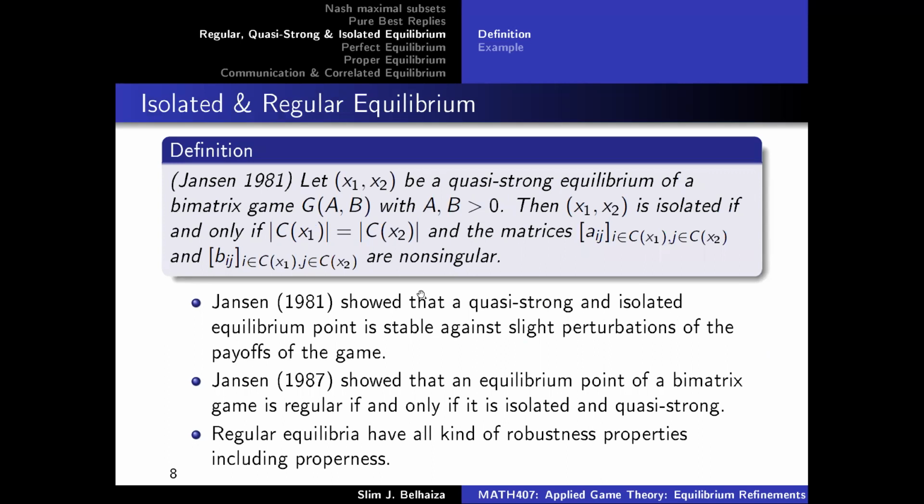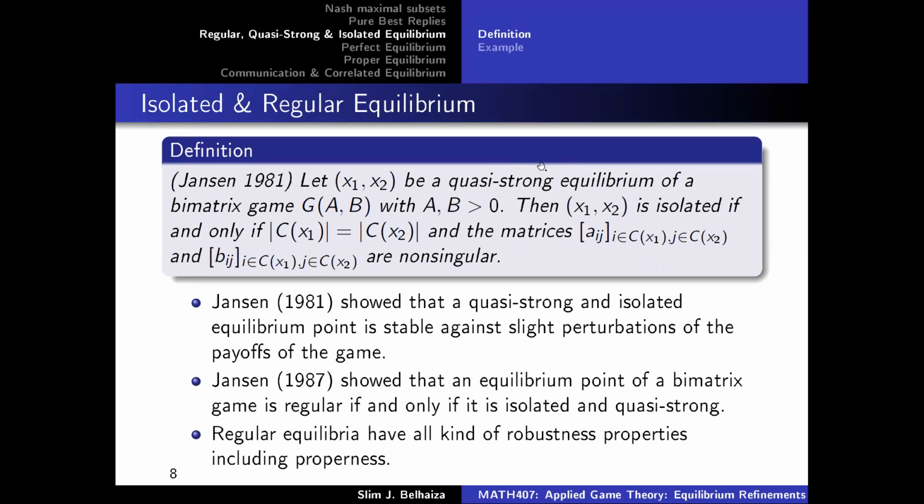So what we have is that if you have an isolated and quasi-strong equilibrium, we have what we call a regular equilibrium. One of the definitions is what we see here. That's what is shown by Jensen in 1987. In 1987, Jensen showed that an equilibrium of a matrix game is regular if and only if it is isolated and quasi-strong.